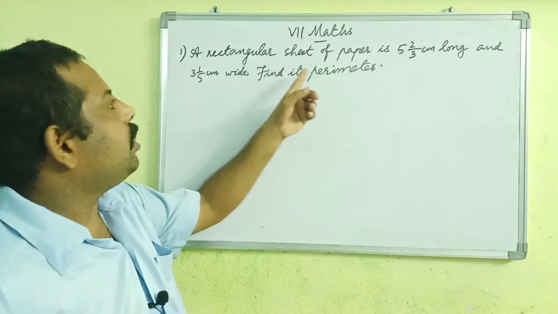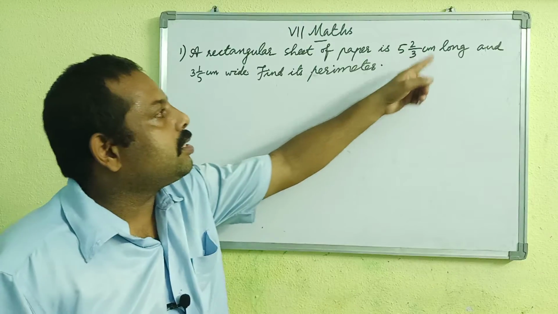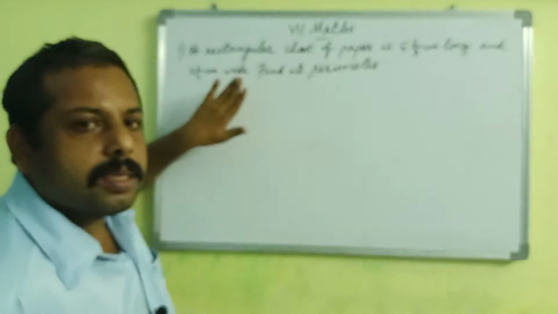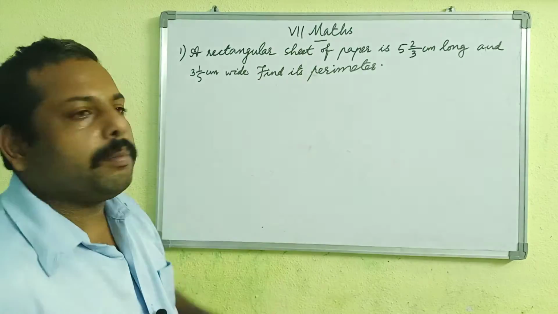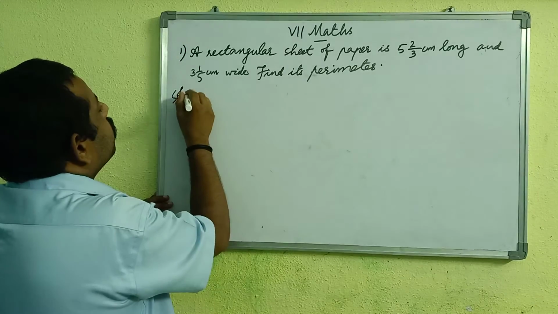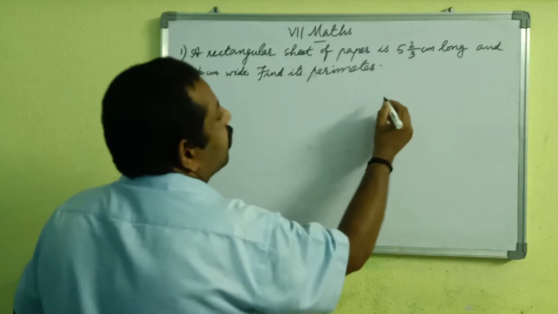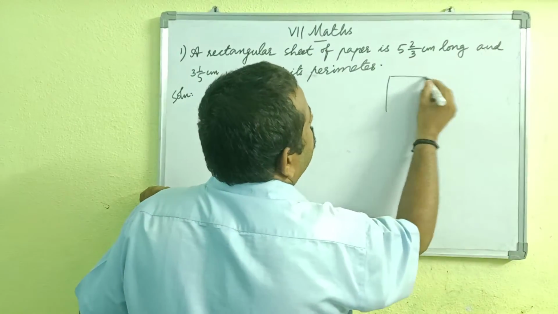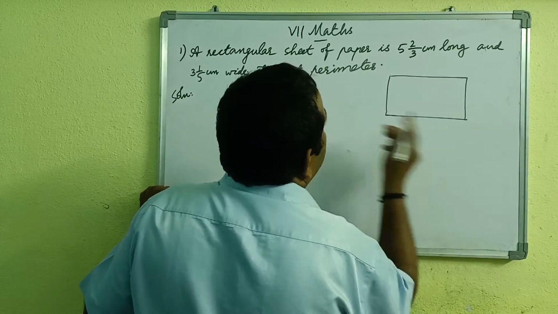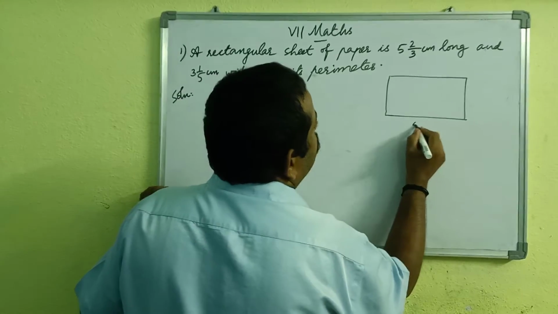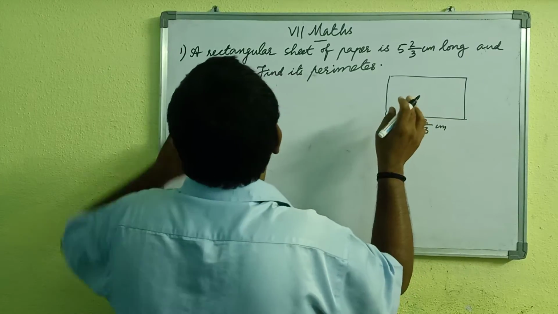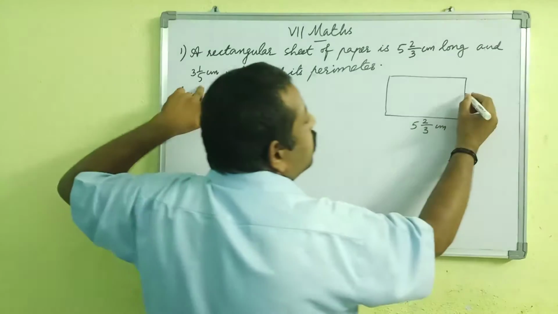A rectangular sheet of paper is 5 2/3 centimeters long and 3 1/5 centimeters wide. Find its perimeter. Let us solve this problem. See, this is a rectangular sheet of paper. Its length is given as 5 2/3 centimeters. Wide means the width is given as 3 1/5 centimeters.